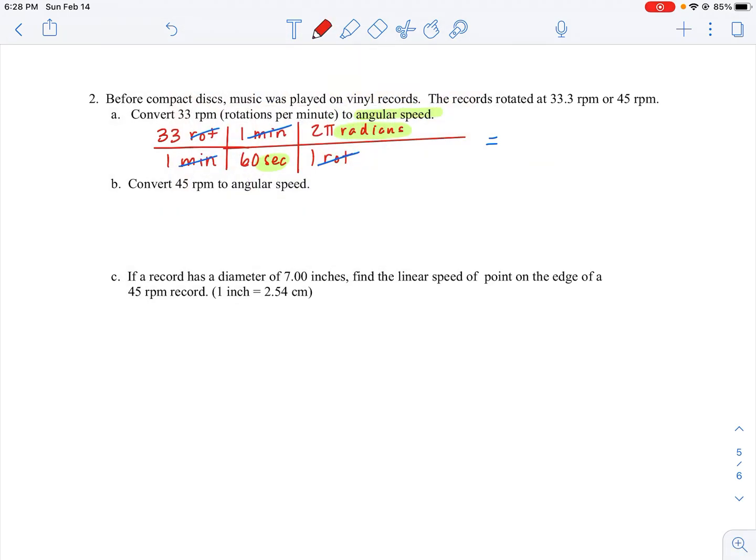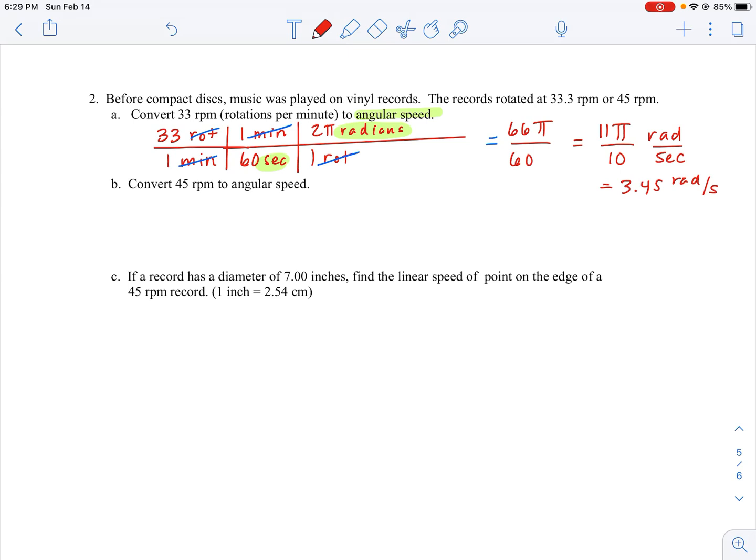So I've got 33 times 2 pi, that's 66 pi over 60 seconds. You could reduce this by dividing by 6. You could get 11 pi over 10, and you could leave it like that. You could say 11 pi over 10 radians per second. Or if you don't dig it, you can use your calculator, and we would get 3.45 radians per second as a decimal.